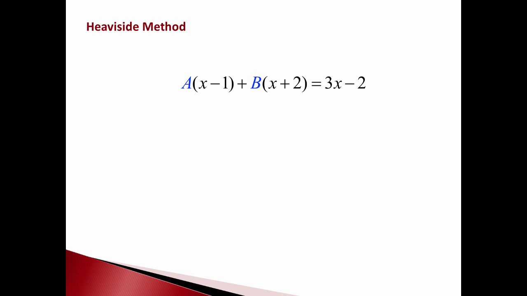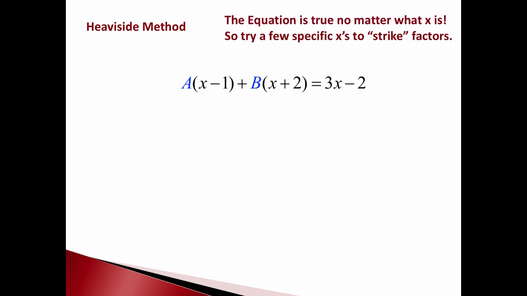Well, I can tell you some of the real reasons for why this works. Because this equation is true no matter what the x is, right? All I really care about is A and B. But no matter what x is, that equation's still got to be true, right? I mean, I'm solving for the A and the B, but it's got to be true for all x's.